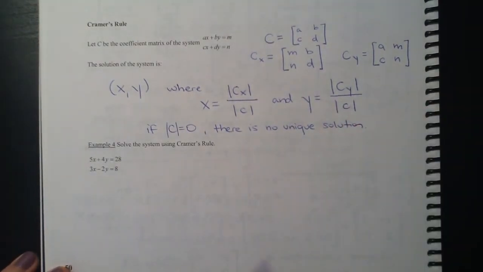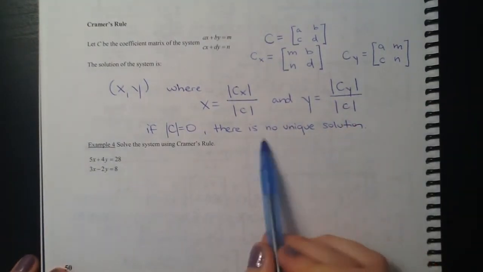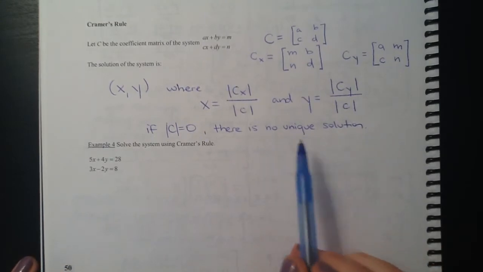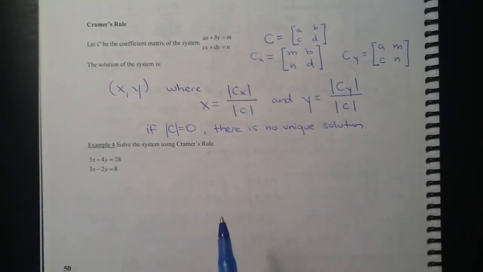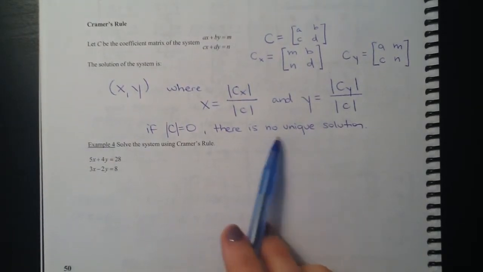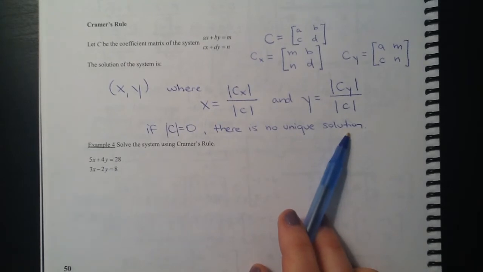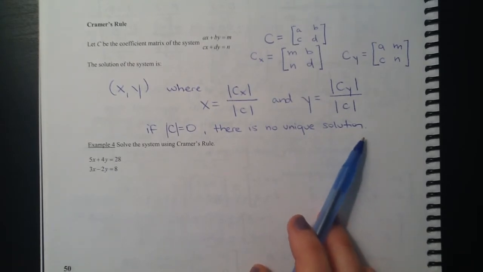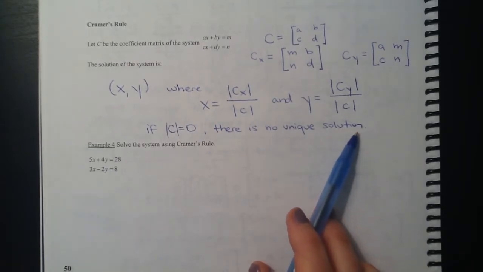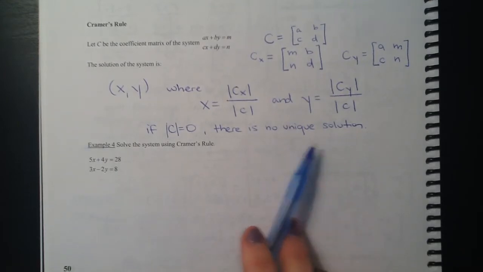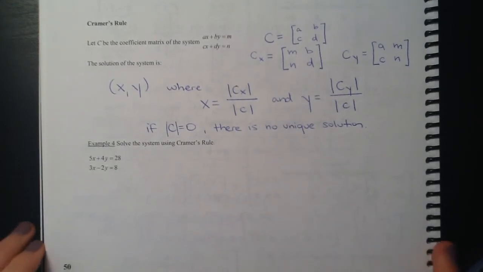Now here's the tricky part of that. It's very important to write it exactly like this, because no unique solution could mean one of two things. It could mean there's no solution at all, or it could mean that there's an infinite number of solutions. So what this means is that there's not one solution and one solution only, which again means there could be no solution at all or an infinite number of solutions. So it's important to write that phrase specifically.